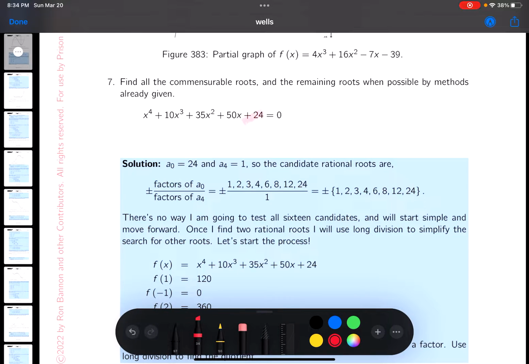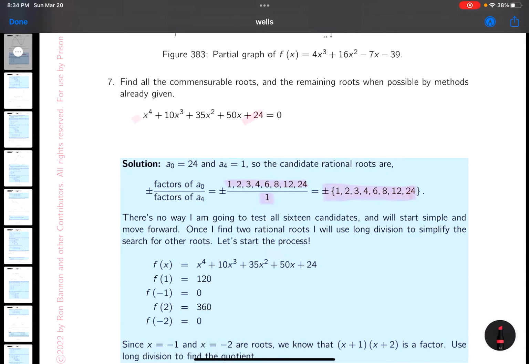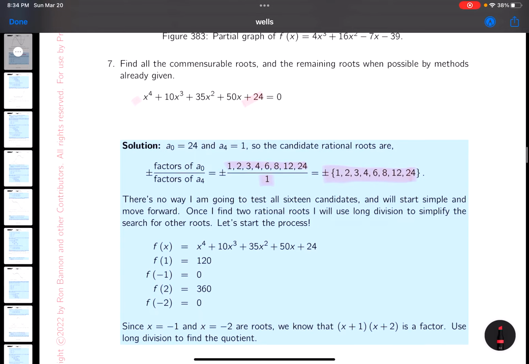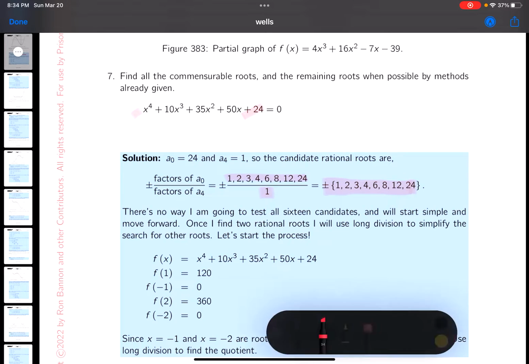So the factors of 24 divided by the factors of 1. So I write the factors of 24 down, divide by 1, and you get a list over here. The problem with a long list is that if you just thuggishly check each one separately, I'd say it's kind of unproductive. But where are you checking it? Let me just write that down for you.